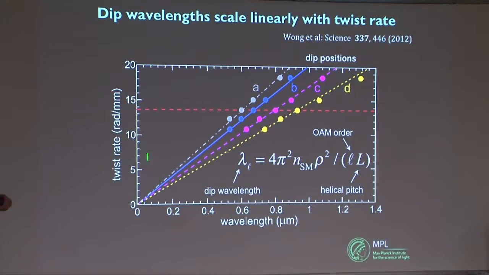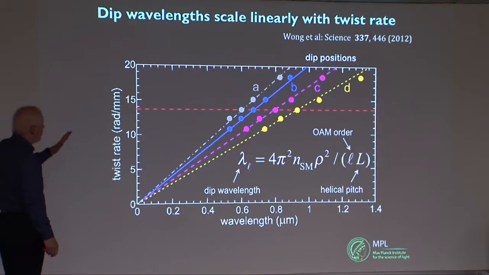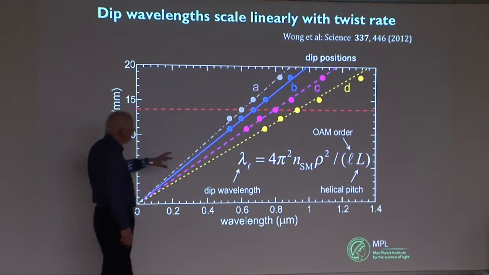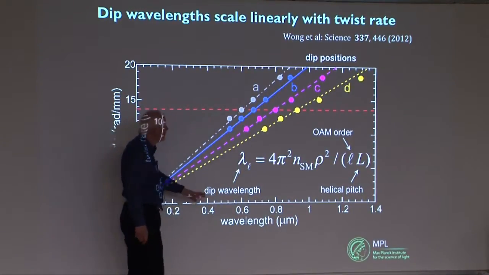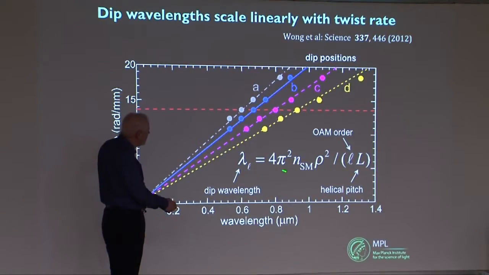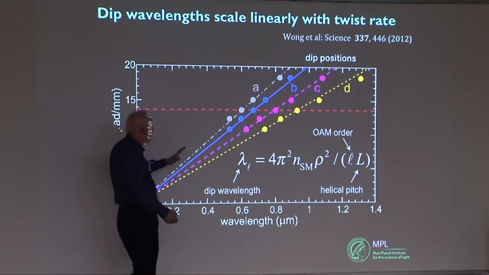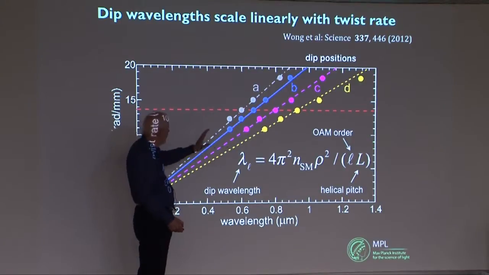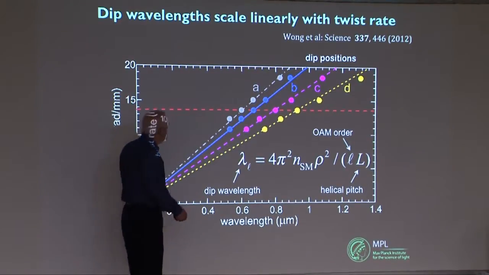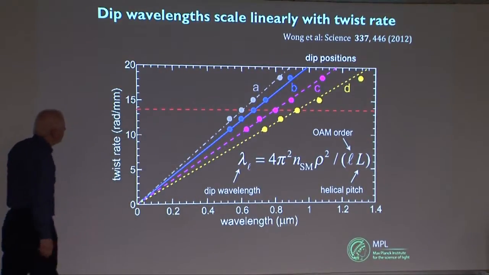So here we have twist rate and here we have wavelength of the dips. These are the data points, and they lie almost perfectly on straight lines, satisfying this equation, provided we choose the right value of the constants. And that's something we just have to choose to get the fit. But once you've got the value, it works for all the modes. And all these lines go through zero very nicely.